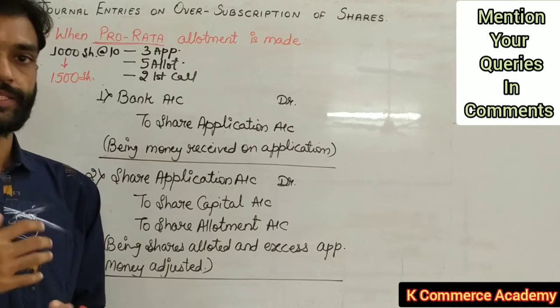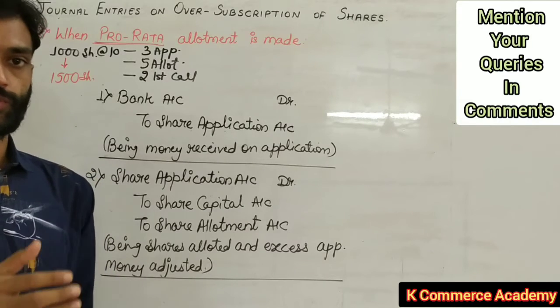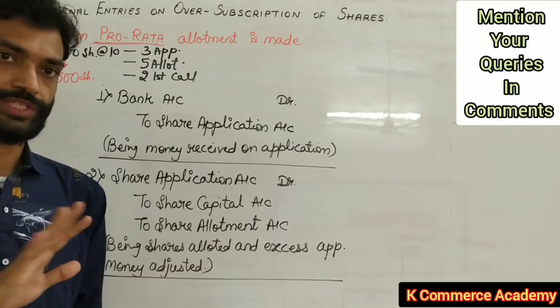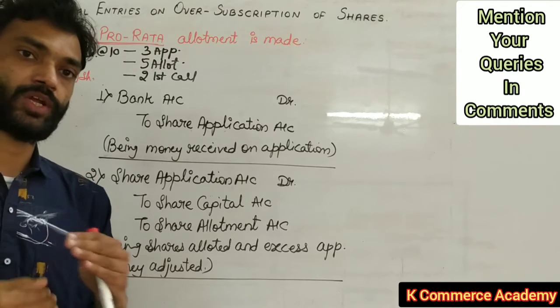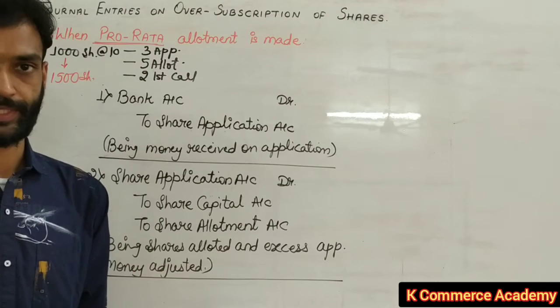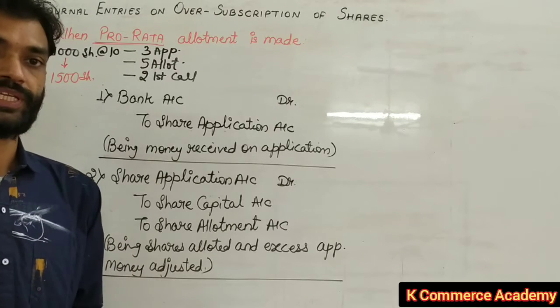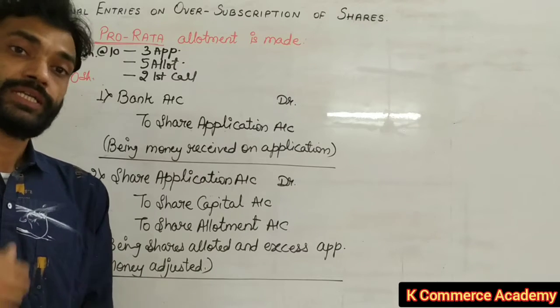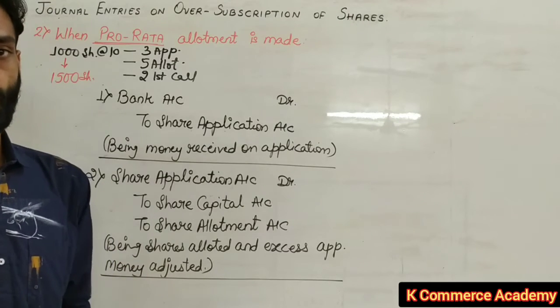जो भी हमने excess applications रिसीव की हैं तो उस पर कुछ ना कुछ एक्सेस एप्लीकेशन मनी भी रिसीव किया है. So these excess applications have not been rejected. Instead, the shares have been allotted to them on proportional basis, and their excess application money has not been refunded. Instead, the excess application money has been adjusted towards the sum due on allotment.